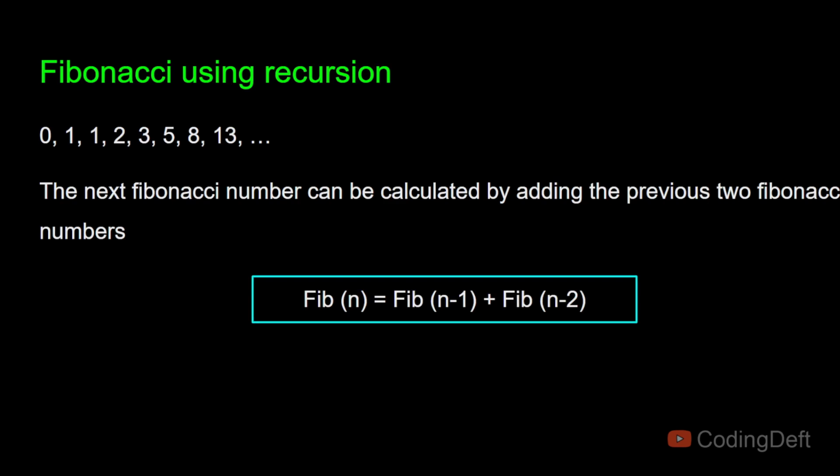Here we need a base case. We know the base case: the first Fibonacci number is 0 and the next Fibonacci number is 1. So pause the video and try to implement the Fibonacci series using recursion. If you're not able to solve it, let's solve it together.